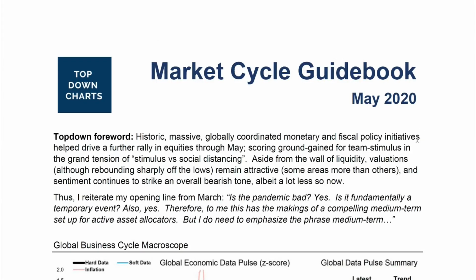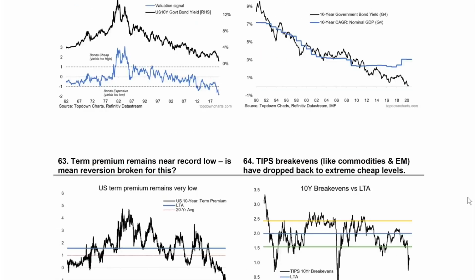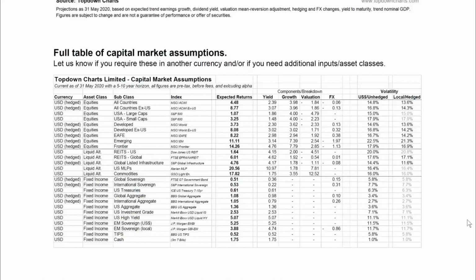Okay, so in this video what I'm going to do is take you through the market cycle guidebook. This is my monthly chart book. It focuses on the slower moving medium term factors like valuations, cycle, and monetary policy, has a summary view across asset classes and a TAA guide, and a whole bunch of charts. But what I'm going to focus specifically on is a new section here.